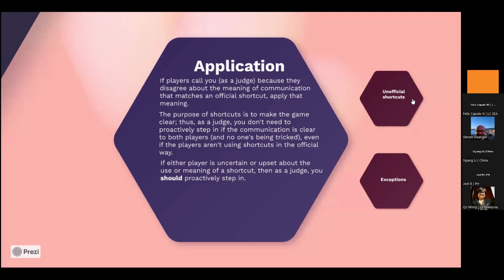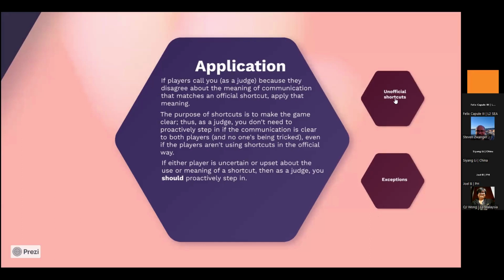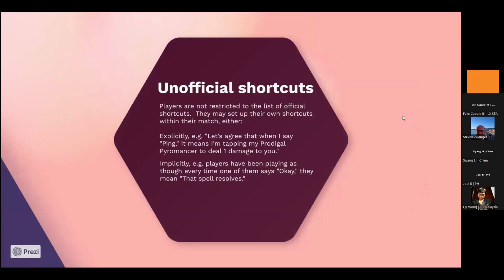Now, we have an official shortcut policy, but players can also establish unofficial shortcuts. And there's two ways this can be done. They can set up an unofficial shortcut expressly. They can discuss it and say, for example, one player has a Prodigal Pyromancer and thinks, oh, this is a lot of syllables if I have to say every time I'm tapping my Prodigal Pyromancer to deal 1 damage to you. And I'm lazy, I don't want to use all these words. Let's just agree that every time I want to do this, I'm going to say ping. Just 1 syllable, really short. I'll say ping. It means I'm tapping my Prodigal Pyromancer to deal 1 damage to you.